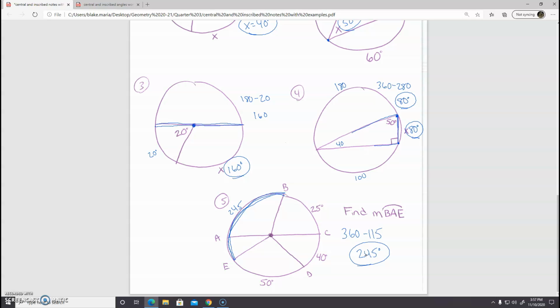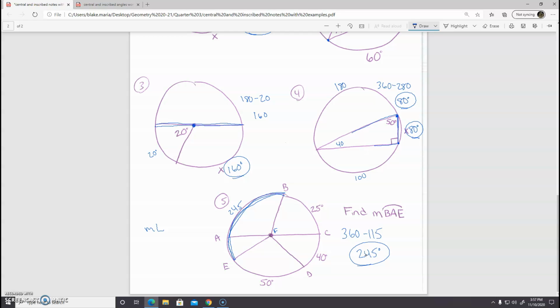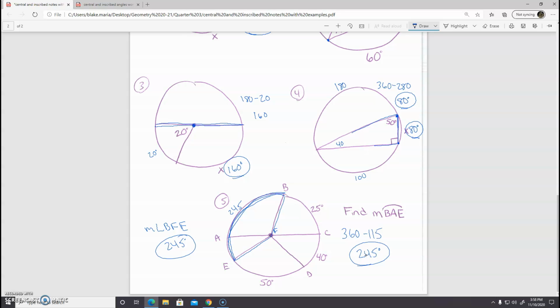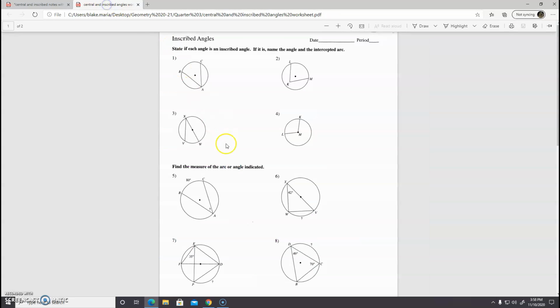They could have also asked me what's the measure of angle... Oh, I didn't put a letter here. How about we put A, B, C, D, E. How about we put an F here? So if they ask me the angle BFE, right? BFE would also be 245. So I just want you to see how they can phrase the same question different ways. They could ask you for that central angle, or they could ask you for the arc. The arc and the central angle are the same measure.